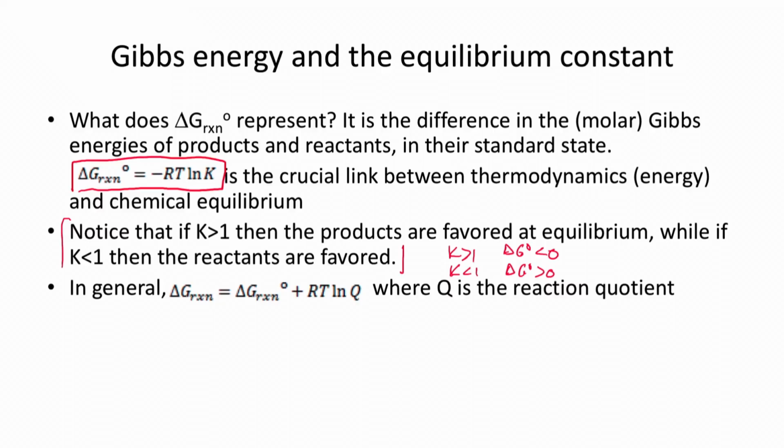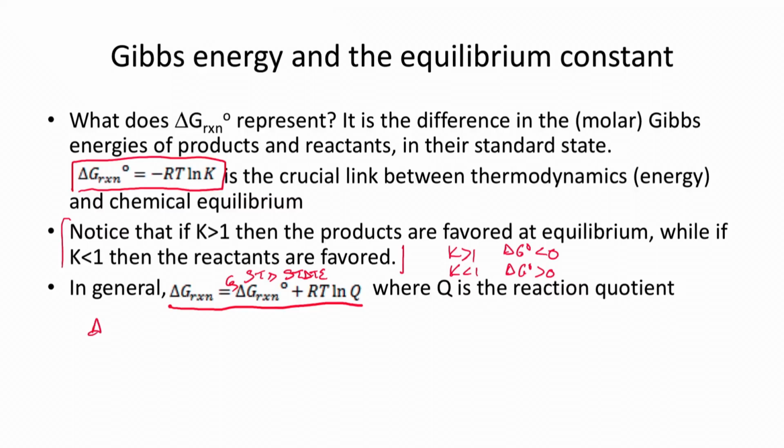If I do things under non-standard conditions, maybe the temperature is different or the concentrations are different, the good news is that I can convert or compare the delta G for the reaction to the delta G standard. I can do that by using this equation down here. Delta G for the reaction under any circumstances is equal to delta G0 for the reaction, this is standard state, plus RT times the natural log of Q, where Q is something called the reaction quotient.